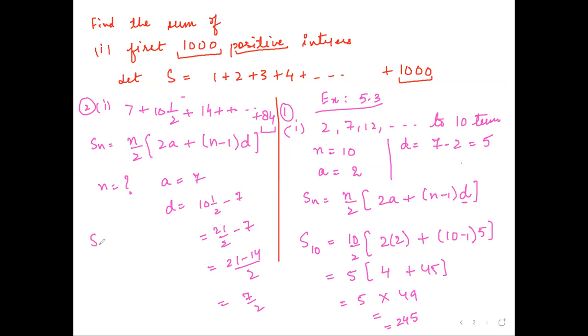Now, if I use this formula, Sn is equal to n by 2 into a plus l, I have my last term, which is 84, right? I know what is a, but still I don't know what is n. What will I do?